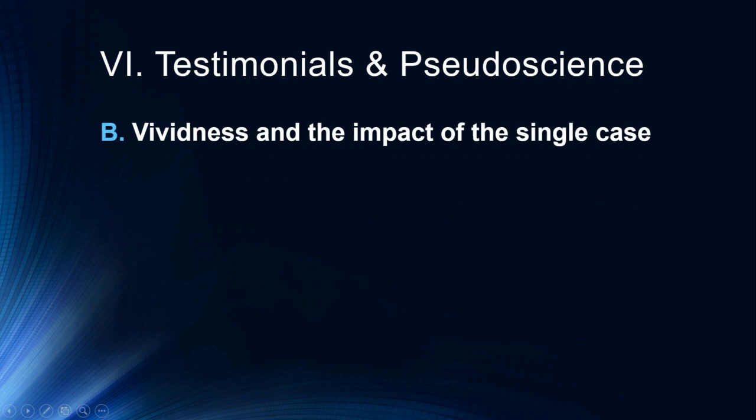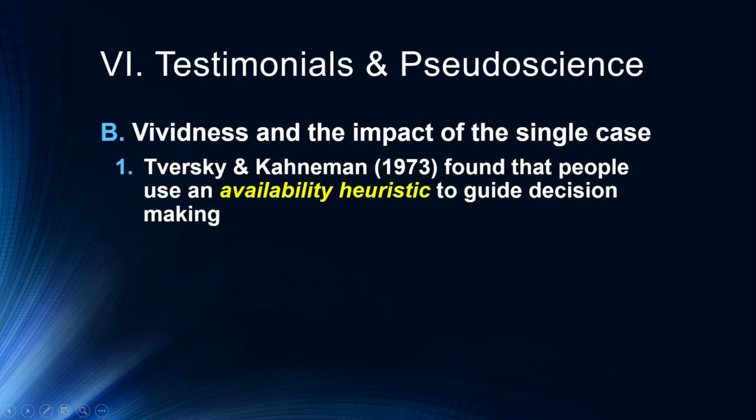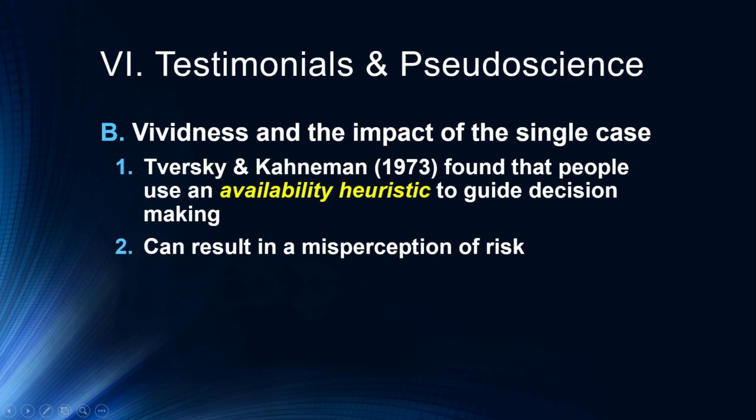Next issue with testimonials is vividness and the impact of a single case. Amos Tversky and Dan Kahneman, in their really phenomenal research back in the 1970s, found that people use an availability heuristic to guide their decision-making. This is the work Dan Kahneman won the Nobel Prize for. Amos Tversky had already passed, unfortunately. So this availability heuristic is where people base their decisions on the things that are most memorable, the things they remember best because they're most available in memory.